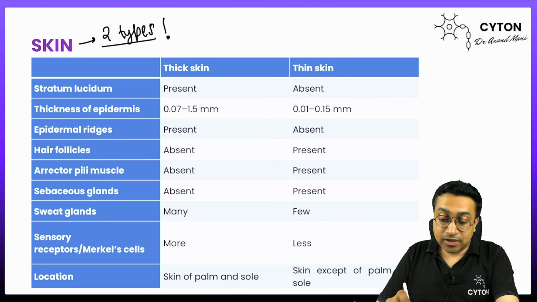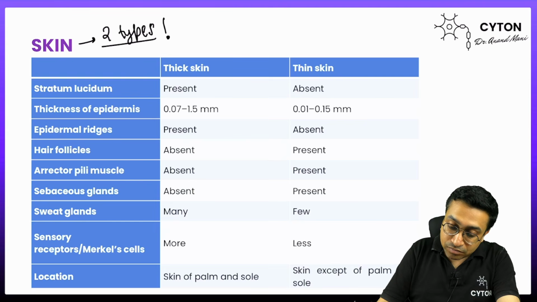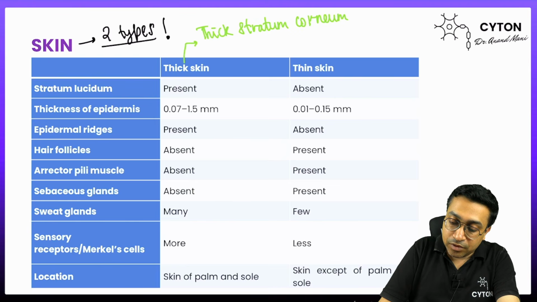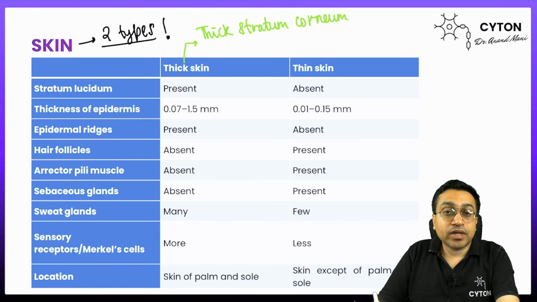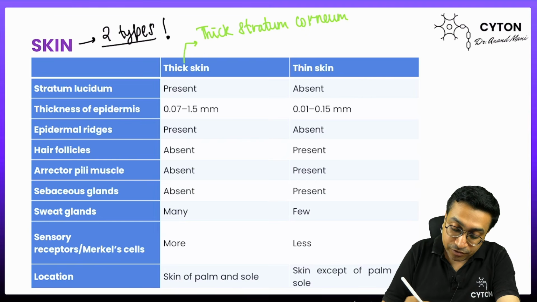So the epidermis, in case of thick skin, shows a thick stratum corneum. So you can write, the thick skin has thick stratum corneum. We will discuss the layers in a while. This thick skin is also known as glabrous skin. You may or may not remember that, it's an extra thing. Then the thick skin does not have hair. That is very, very important and the most differentiating feature.